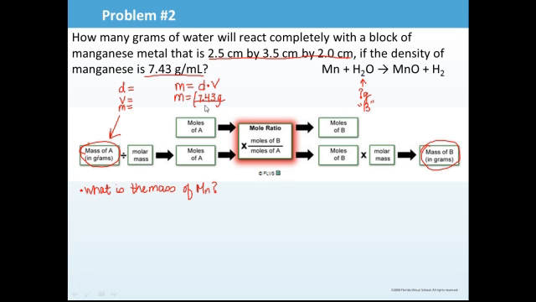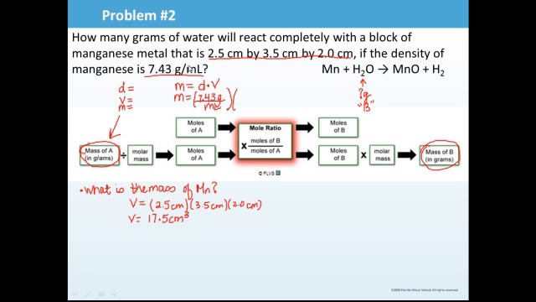My mass equals 7.43 grams per milliliter times my volume. Got to be very careful on my volume. And I'm going to go underneath the chart for this. My volume equals length times width times height, so it's 2.5 centimeters times 3.5 centimeters times 2.0 centimeters. So my volume equals 17.5, and since it's centimeters times centimeters times centimeters, that is centimeters cubed.